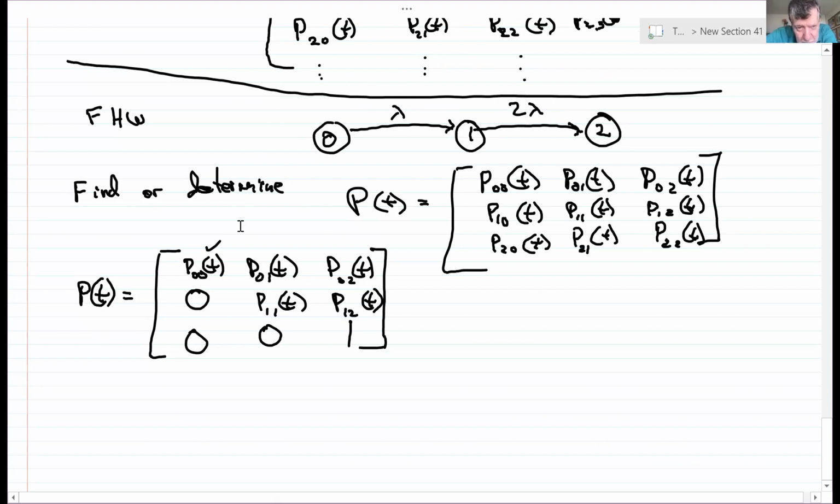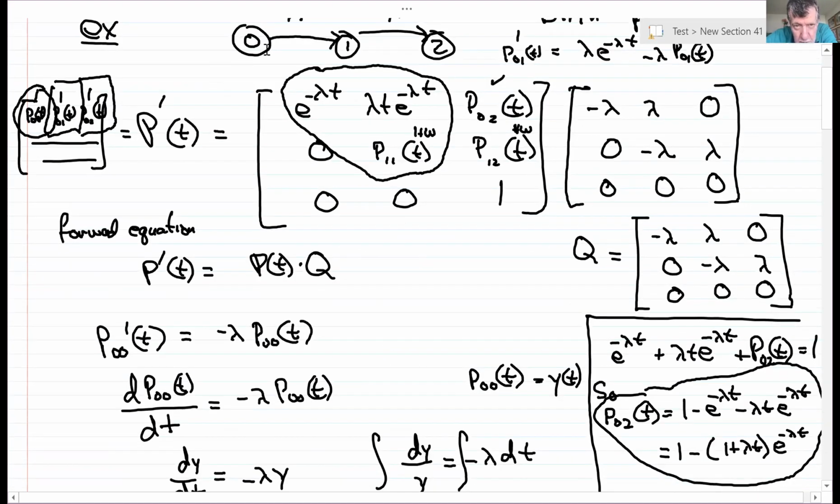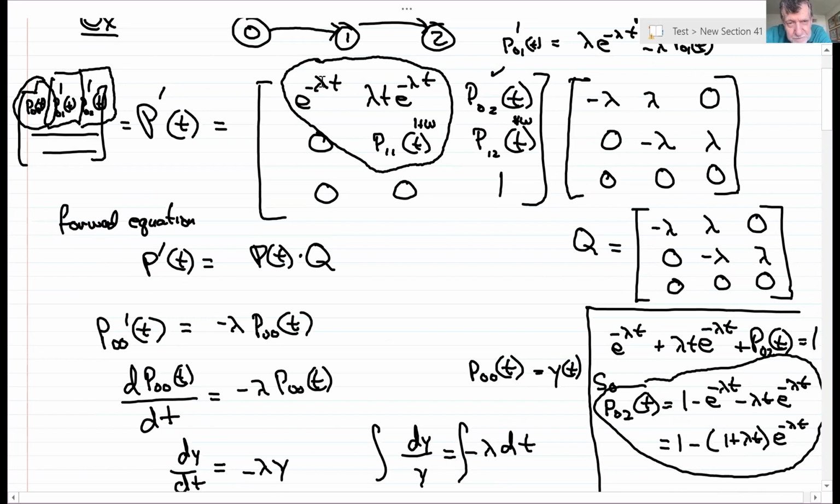What am I suggesting? I'm suggesting the answer to this is the same as the one that we had above, which was what? I think P00 of t was e to the minus lambda t. Isn't that what it turned out to be? Easy enough to check. Yeah, e to the minus lambda t.